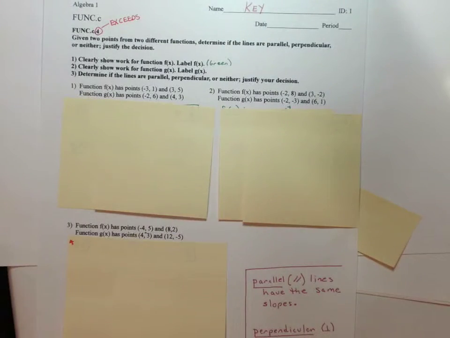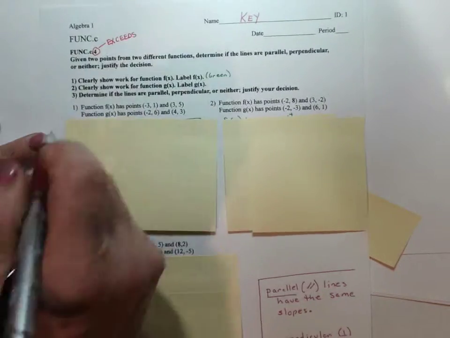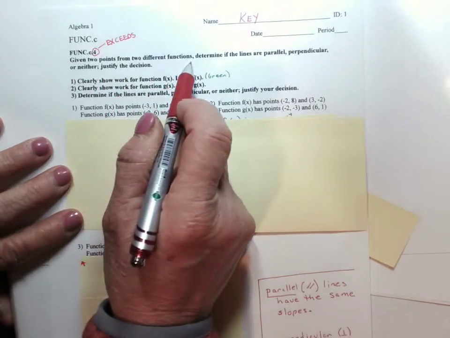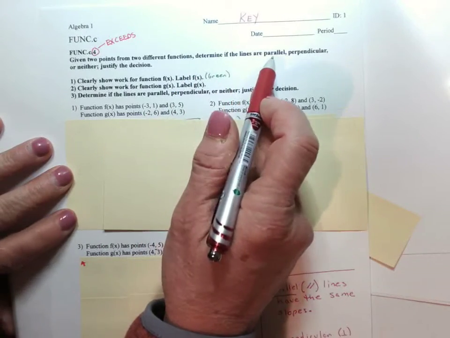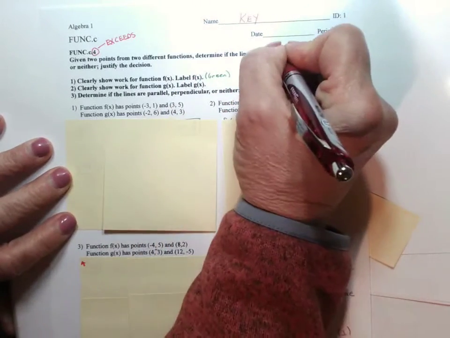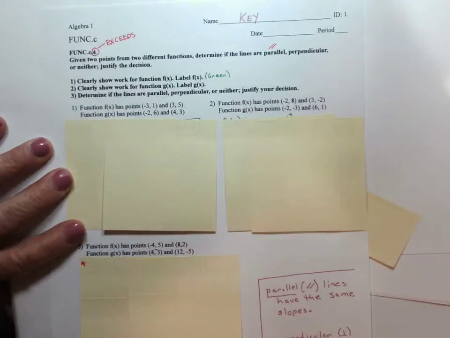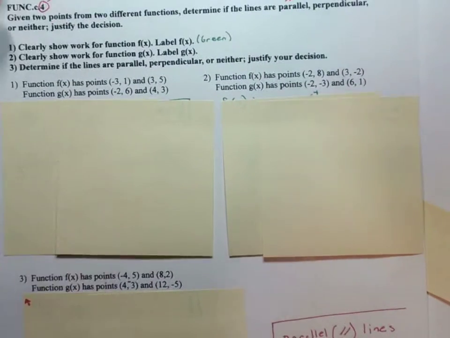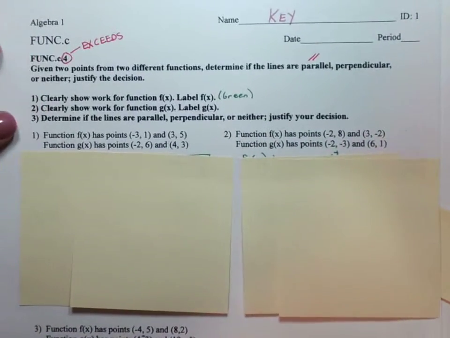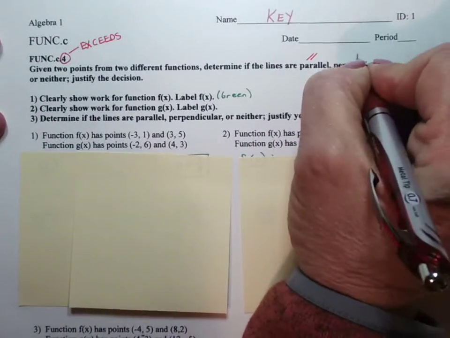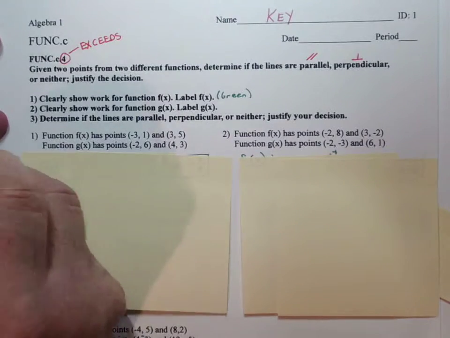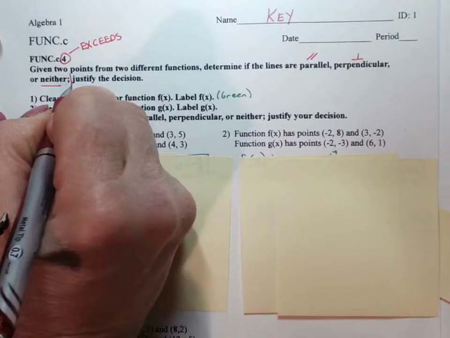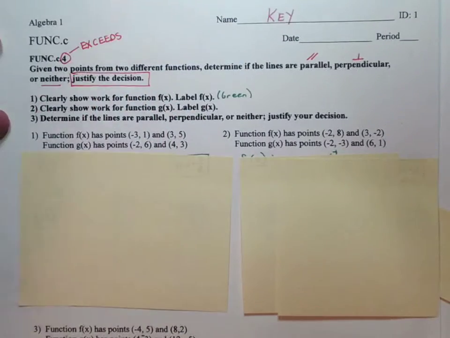Off to exceeds. The exceeds: given 2 points from 2 different functions, determine if the lines are parallel. Remember, the symbol for parallel is this. Perpendicular, or neither. And you have to justify your decision.